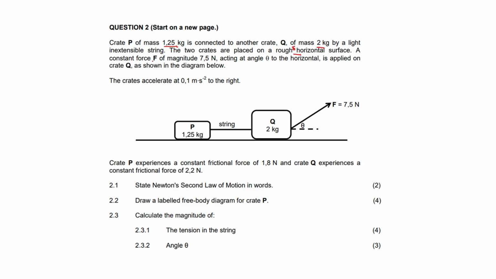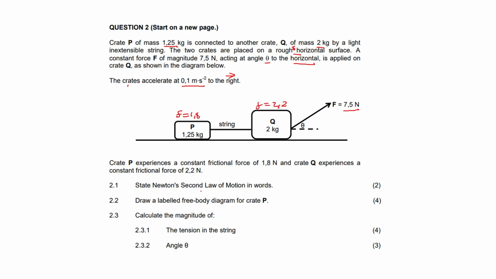A constant force F of magnitude 7.5 acting at an angle theta to the horizontal is applied on crate Q. The crates accelerate, so both of them accelerate at 0.1 meters per second squared to the right. Crate P experiences a frictional force of 1.8 and crate Q experiences a constant frictional force of 2.2.